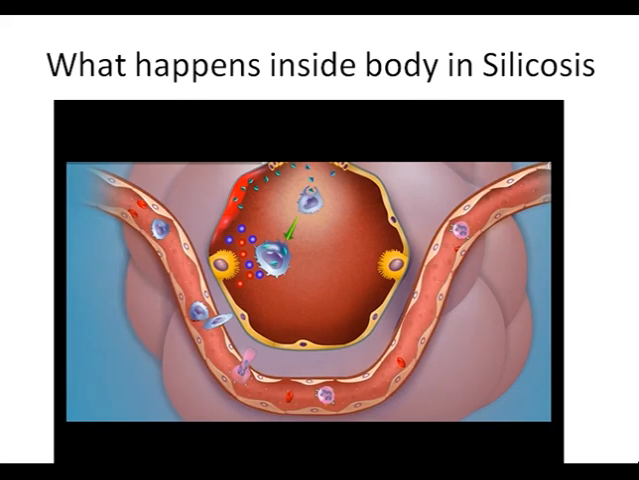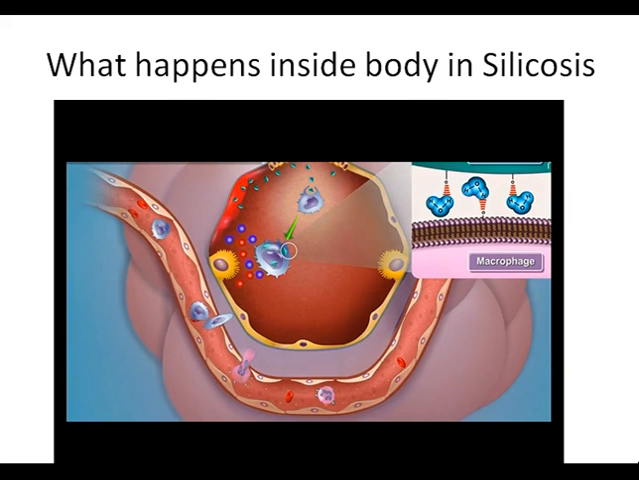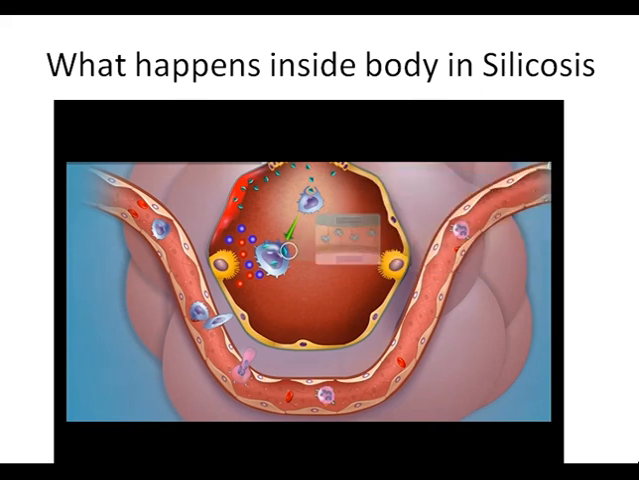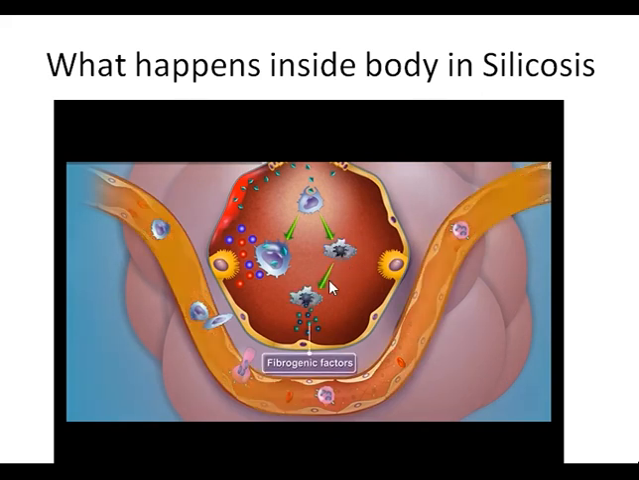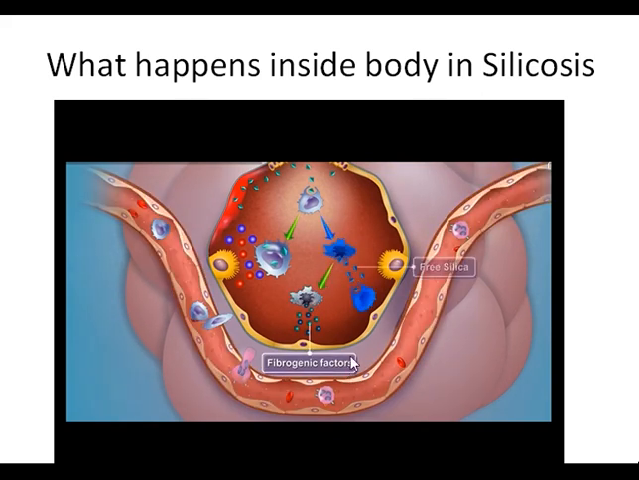What is the next consequence? Here I show you the interaction between the macrophage cell membrane and the silica particle. Another result is that the macrophages are all destroyed. With the destruction, the macrophage releases certain fibrogenic factors. It simultaneously also releases the silica particles, which are unchanged, and the silica particles are re-ingested by other macrophages.